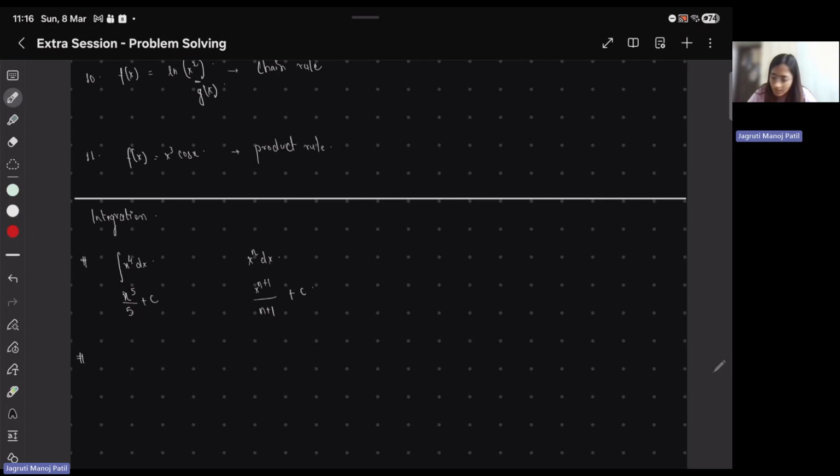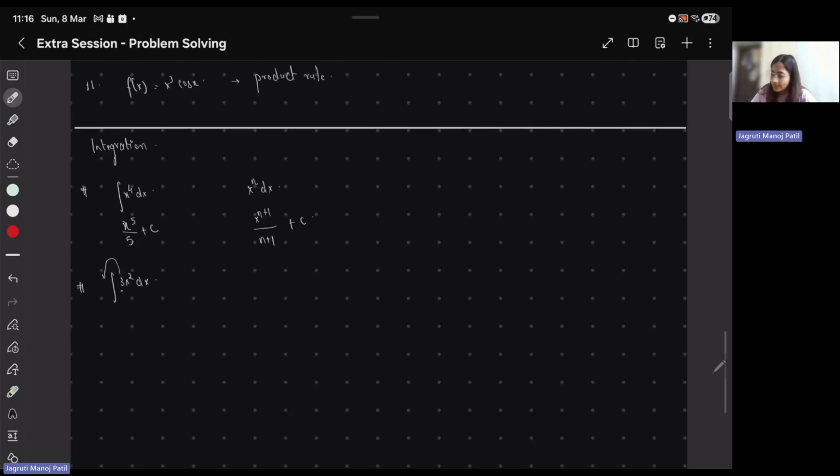Next one. Now I suppose you'll be able to do this. So 3x squared dx. Now when it is like that, and this is not at all dependent on x, or it is not a function of x, so you can take this constant outside and then you can integrate x squared dx. Okay. Similarly, we can do it for sine.